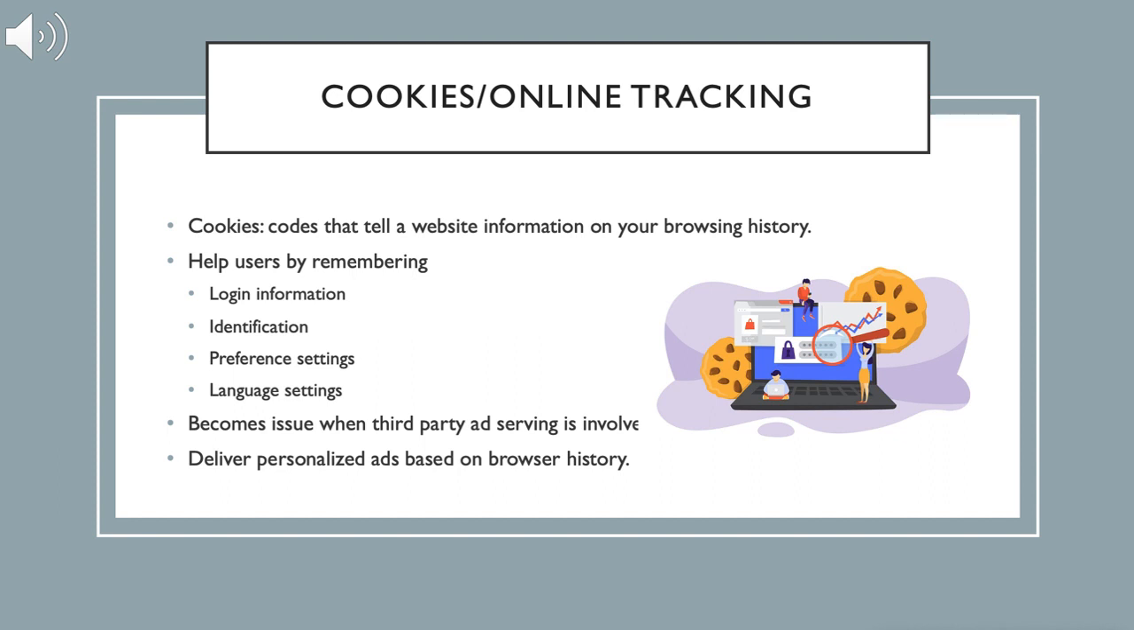Cookies are codes that tell websites information on your browsing history, which in turn can help the user by remembering login information, identification, preference settings, language settings, and more. However, cookies become one of the concerns when third-party ad serving is involved. When visiting a site, information of the sources you visited determines the ads you see. Companies like Google collect vast amounts of consumer data to deliver personalized ads based on browsing history.